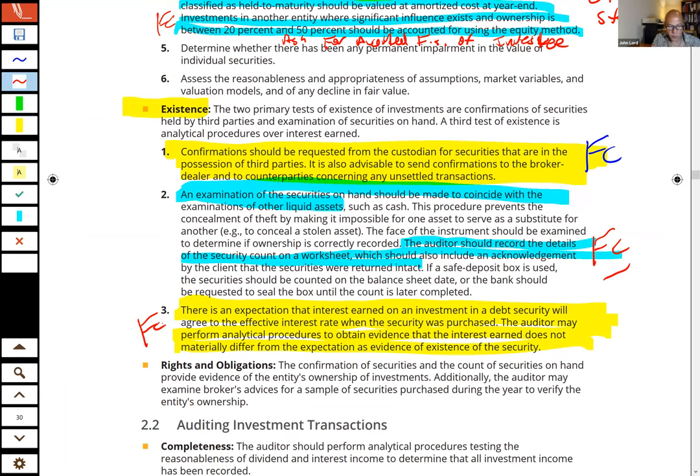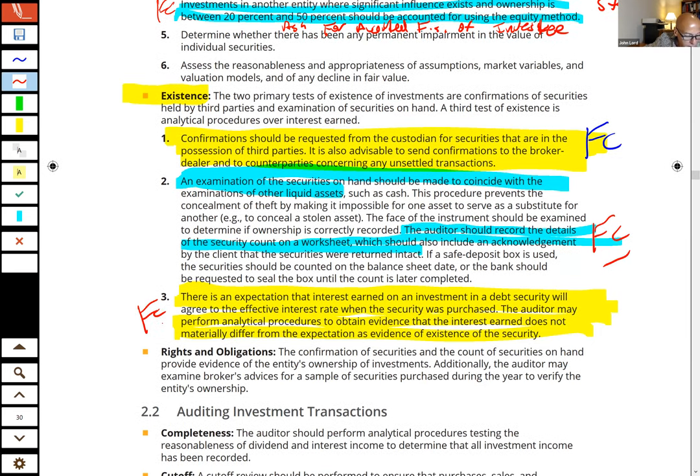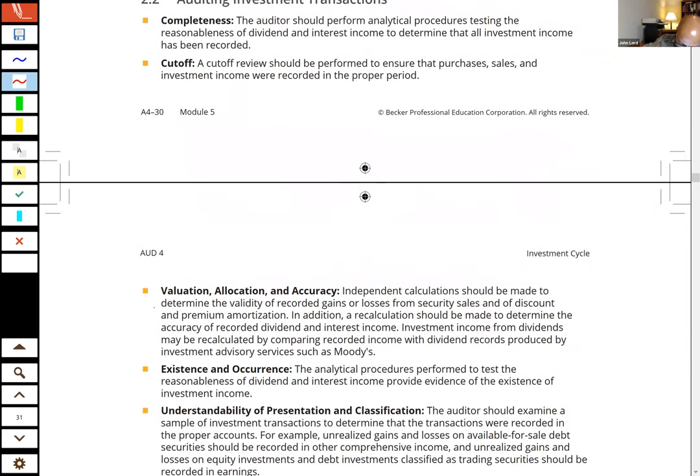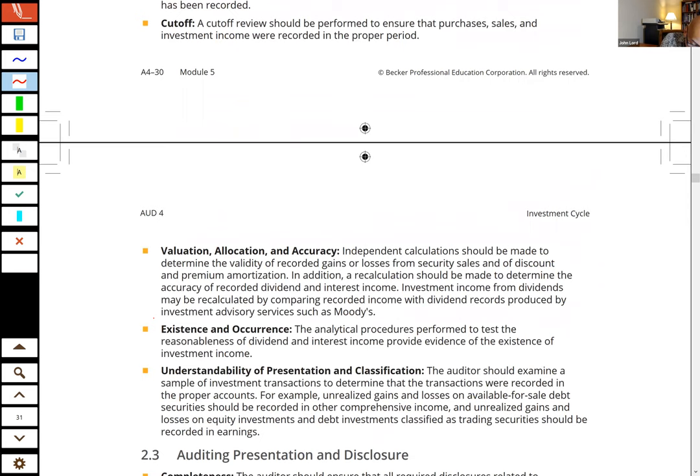In other words, as I was saying earlier, once you're satisfied that they really do hold this bond investment, then you should be able to leverage off of that, to pivot off of that, to recalculate the interest revenue. And we kind of had said that earlier. Auditing related accounts. Okay. Come over. Auditing investment transactions, valuation: independent calculations should be made to determine the validity of recorded gains and losses from the sale of securities and premium and discount amortization. Okay. Again, talking about the recalculation of some of these things.